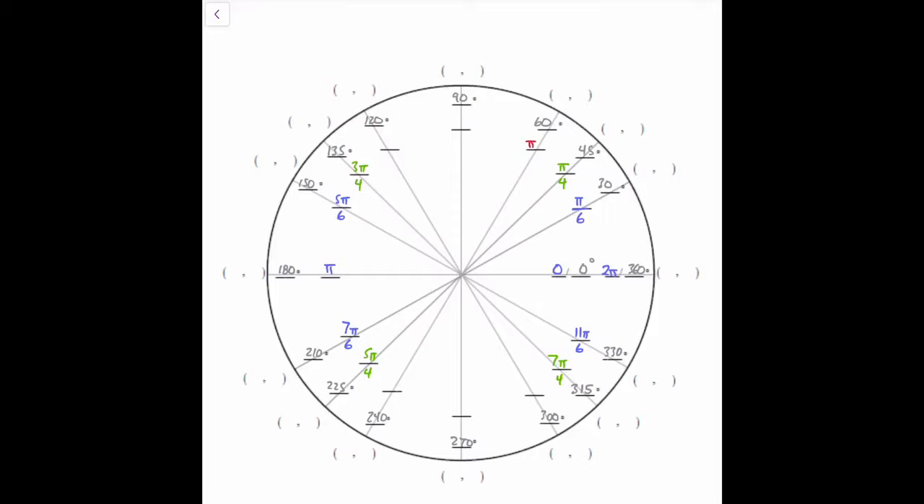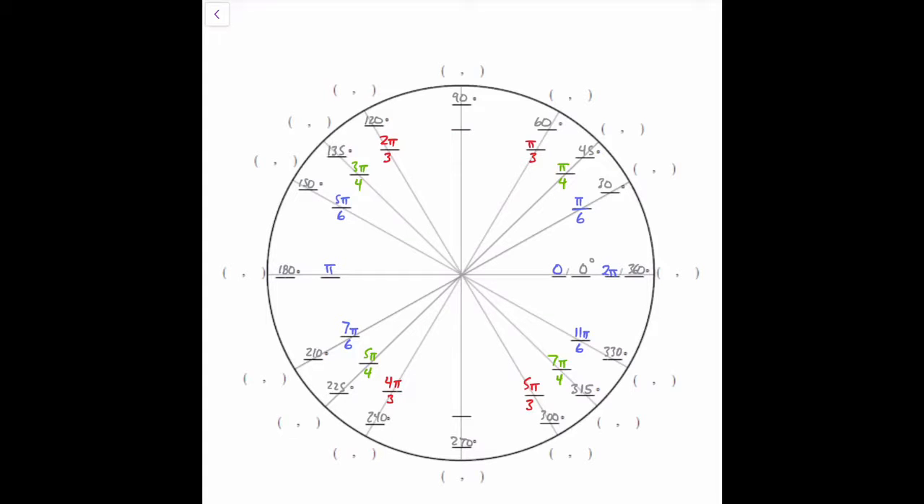This next one is pi over 3, because pi over 3 is 60 degrees. So then pi is 3 pi over 3. One before it is 2 pi over 3. One after it is going to be 4 pi over 3. 2 pi is 6 pi over 3. So to go one less, it's 5 pi over 3.